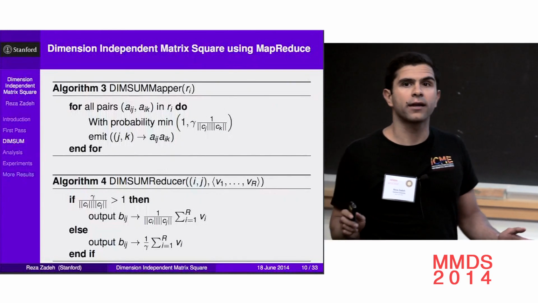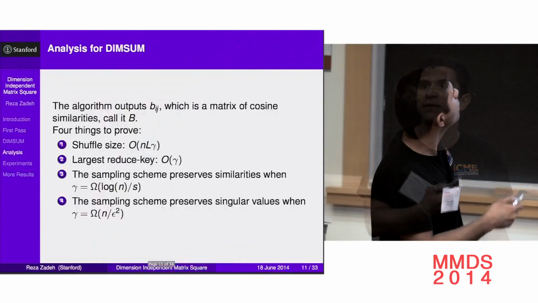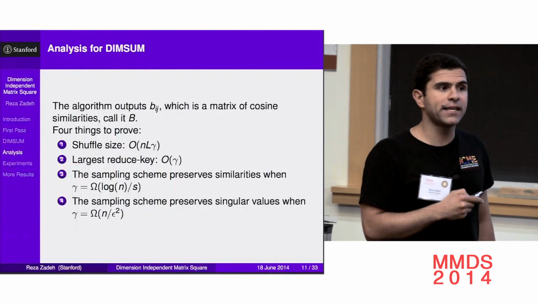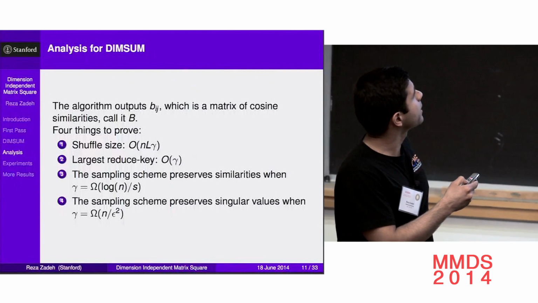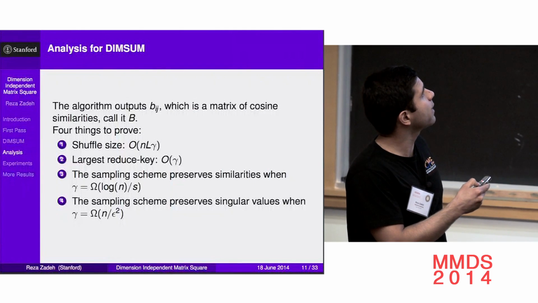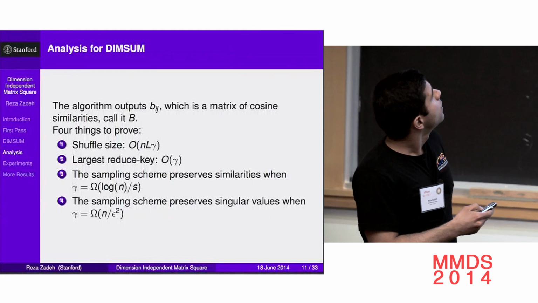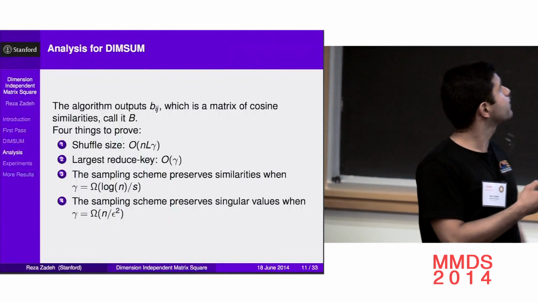Any questions so far? Like I said, this is the slide that I want everyone to take away. So let's analyze this thing. The shuffle size for this will now be independent of small m. There won't be a dependence on m anymore. Instead, there is a dependence on n, L, and gamma. And we'll see that to concentrate, gamma doesn't need to be too large. The largest reduce key will only have a dependence on gamma.